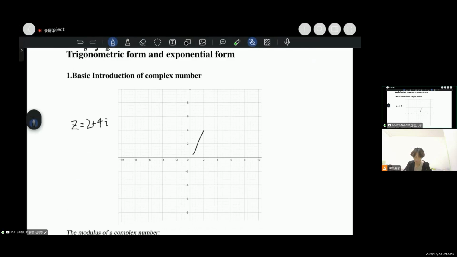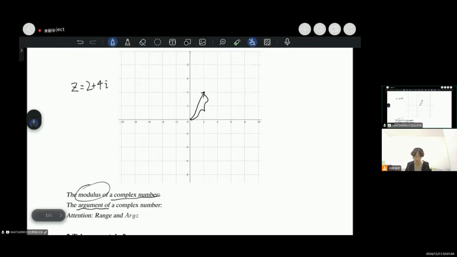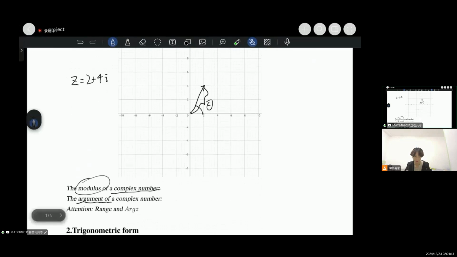And we can show this number as a graph, and the modulus of a complex number is the length of this vector. And the argument of a complex number is this theta. And here's something you need to pay attention to: the argument of a complex number's range. The range of the argument of a complex number is 2 pi.